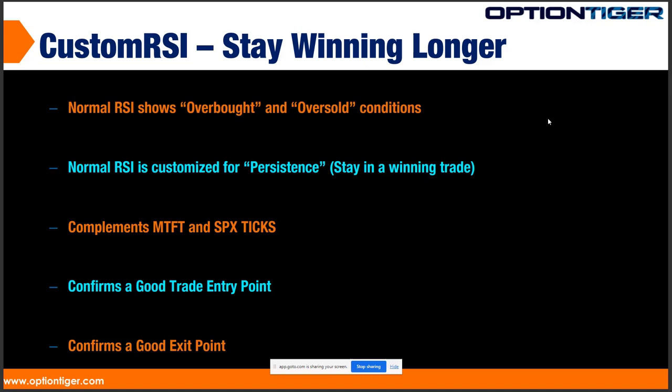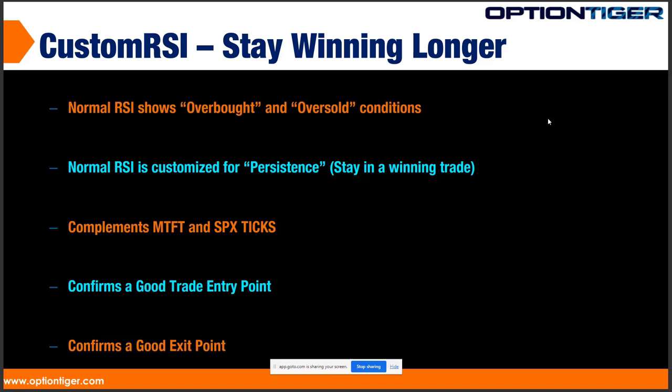Which means once it moves into the overbought, your traditional wisdom says you need to get out of the trade if you've bought it, if you've got a long call option or if you bought the stock or whatever, because it's going to turn around. Similarly, if it's on the lower side in the oversold category, they'll say this is the time to buy because it's going to come back. And that's true because the normal RSI is designed to show that.